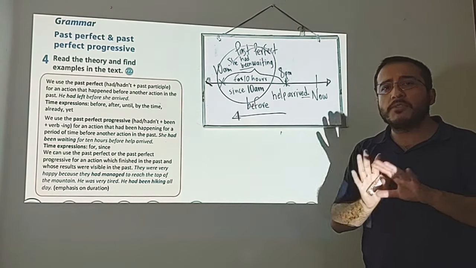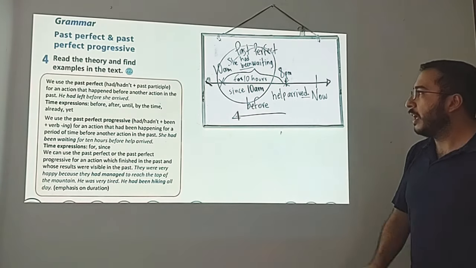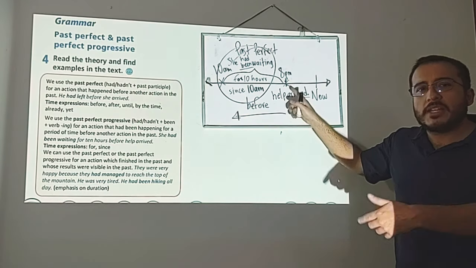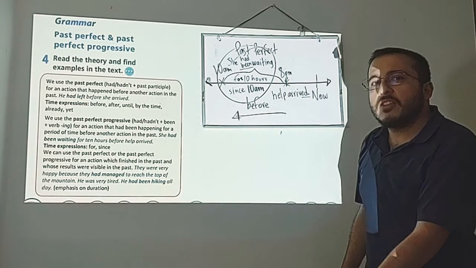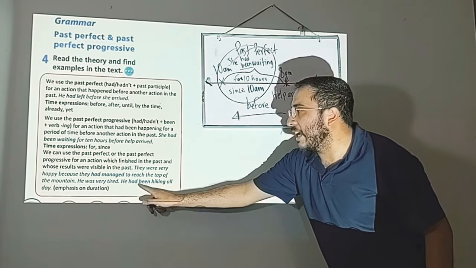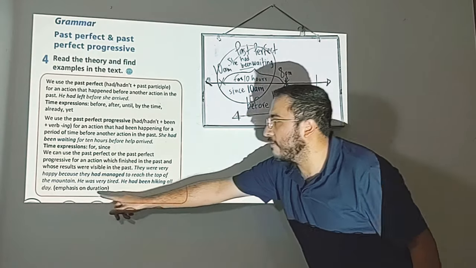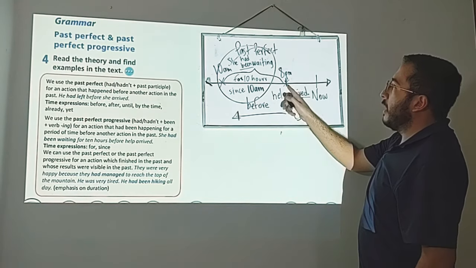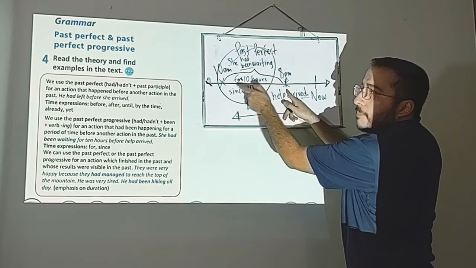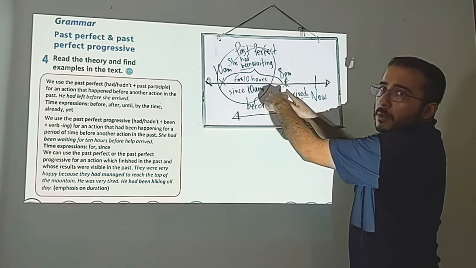Acuérdense que no tocamos el presente en este tema, ¿ok? He was tired, él estaba cansado. La pregunta es, ¿por qué estaba cansado? ¿Qué había estado haciendo antes para cansarse? He was tired because he had been hiking all day. Emphasis on duration. He was tired here because he had been hiking, porque él había estado caminando por la montaña.